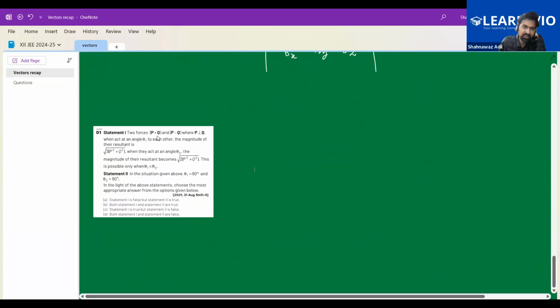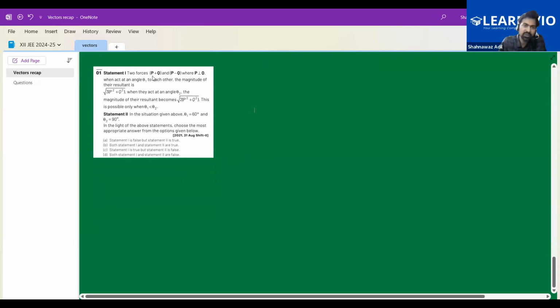So we have these vectors, right? P plus Q is the resultant, P minus Q is the subtraction, where P is perpendicular to Q. When at an angle theta 1 to each other, the magnitude of the resultant is this. When they act at an angle theta, the magnitude of their resultant becomes this. This is possible only when theta is less than theta 2, right? And in the situation given, theta 1 is 60 degrees and theta 2 is 90 degrees. So we have two forces, P plus Q and P minus Q, and we know that P and Q are perpendicular to each other. We have to find the resultant of P plus Q and P minus Q when their angle is theta 1, and then the magnitude of the resultant when the angle is theta. So these are the two scenarios, right?